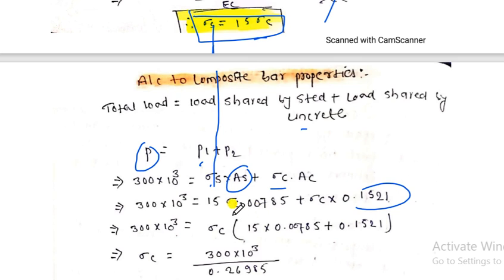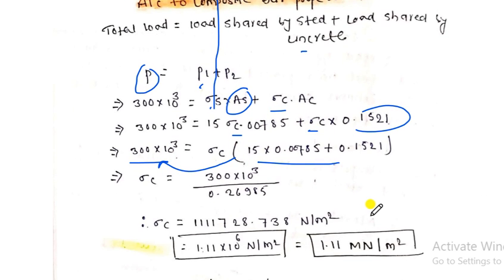So from here what I did is I took sigma c as a common factor. So sigma c into 15 into 0.0785 plus 0.1521. Since it is in the form of multiplication, if we take it to this side, it will come in the form of division. So sigma c is equal to 300 into 10 to the power 3 divided by 0.26985, this value coming out from resolving these equations.